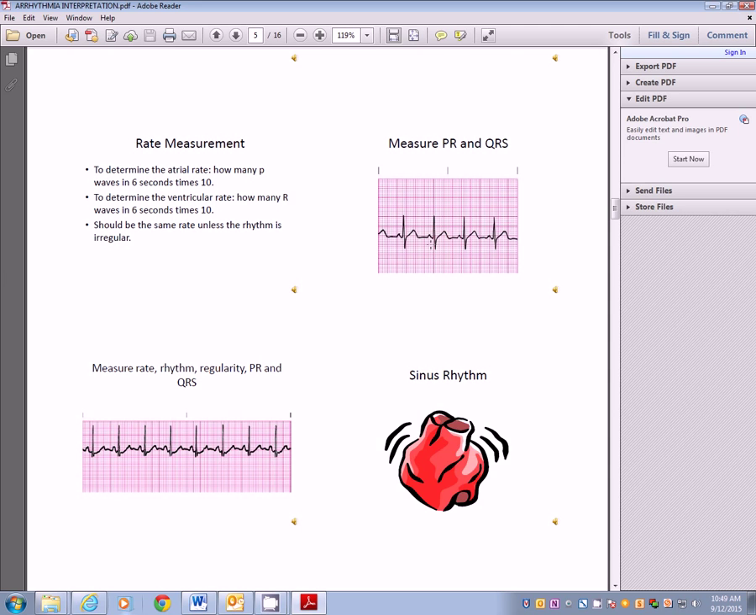Then for the QRS, it's where the Q starts to where the S ends. You would get about 3 boxes, which would be normal because that would be about 0.12. So you want to make sure that you're measuring these boxes very carefully. It is hard sometimes to see them. You have to really look, especially when it's a smaller one. For test purposes, I will have these blown up so you will be able to measure them really well.